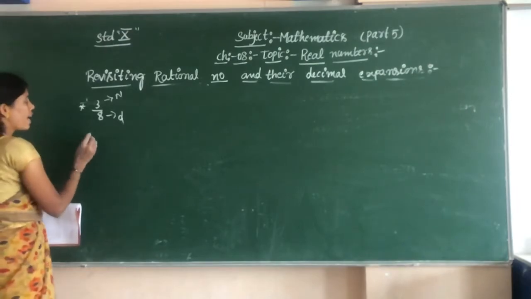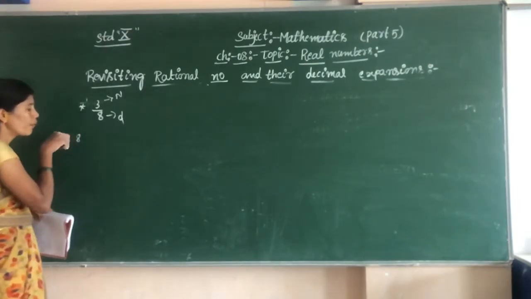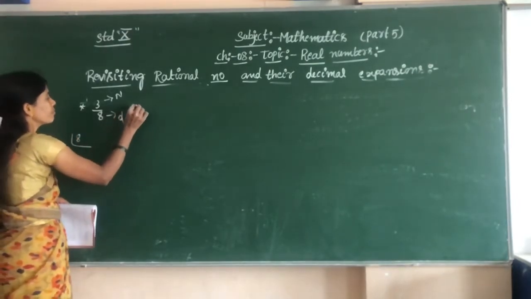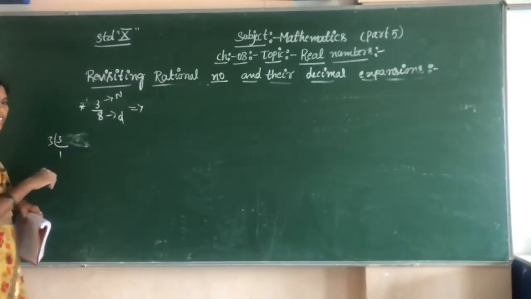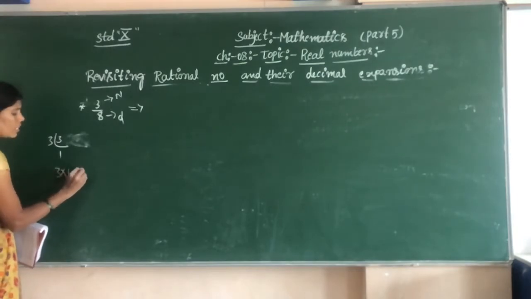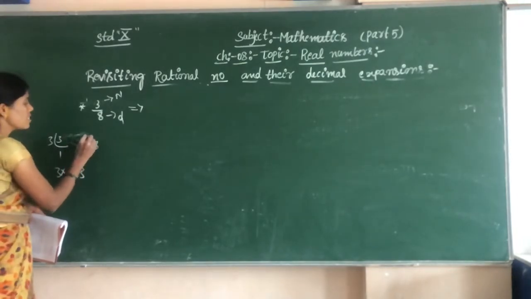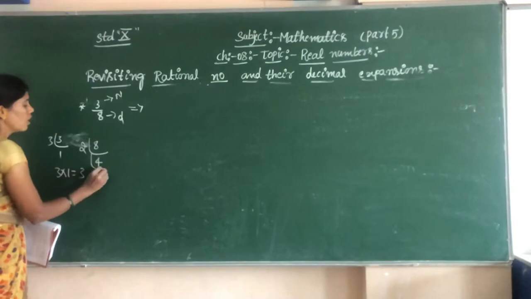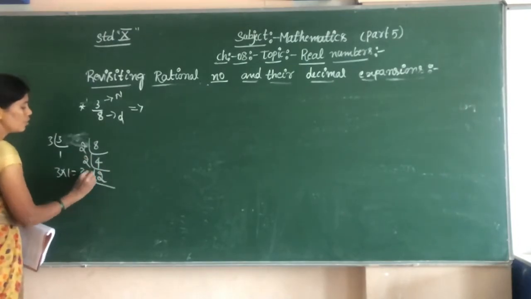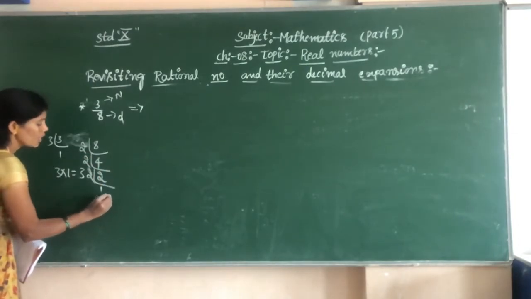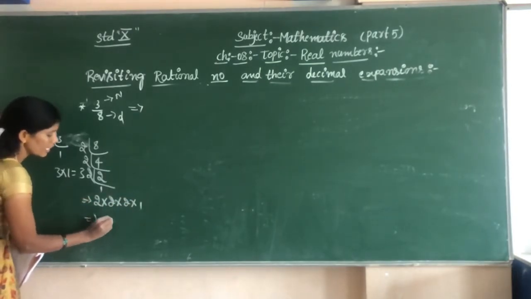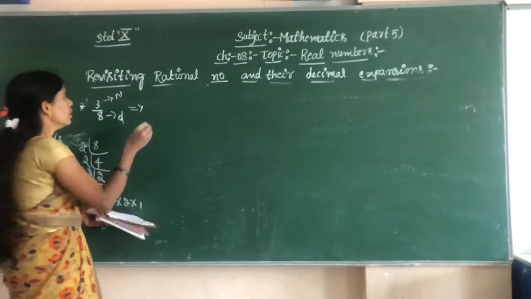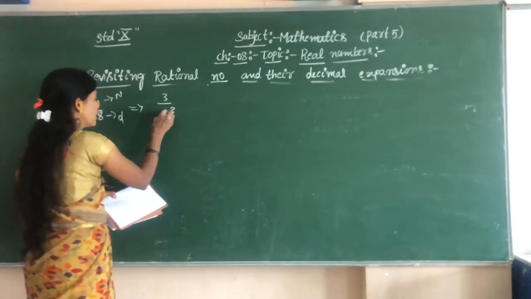So take the denominator 8. For the numerator 3, 3 into 1 is nothing but 3 only. For 8, 2 fours are 8, 2 twos are 4, so 8 is 2 into 2 into 2 into 1. Okay, 2 to the power of 3. Okay children, here we have 3 by 2 to the power of 3.